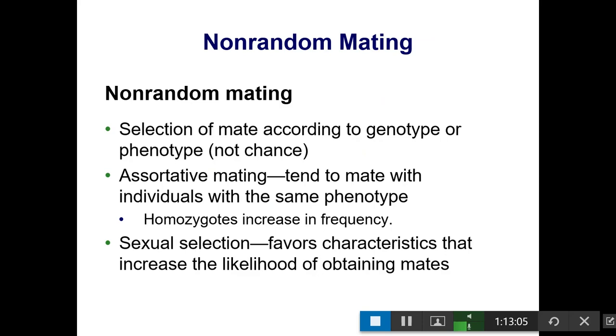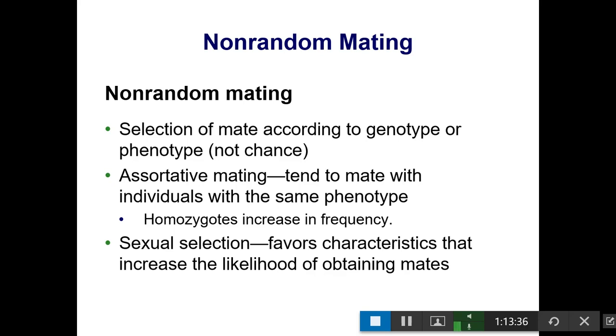The next condition is non-random mating. Non-random mating means that we are choosing mates according to what we like or what we're attracted to as an individual. So the selection of a mate is according to genotype or phenotype, and it's not just due to chance. Just like humans, we do that. We have non-random mating. We don't mate at random.